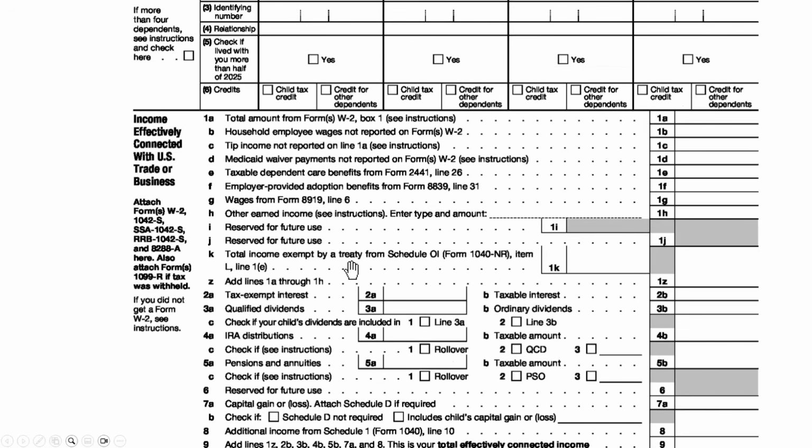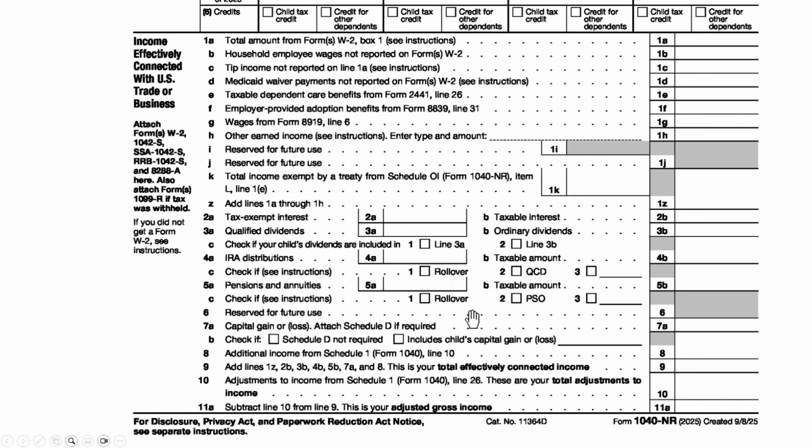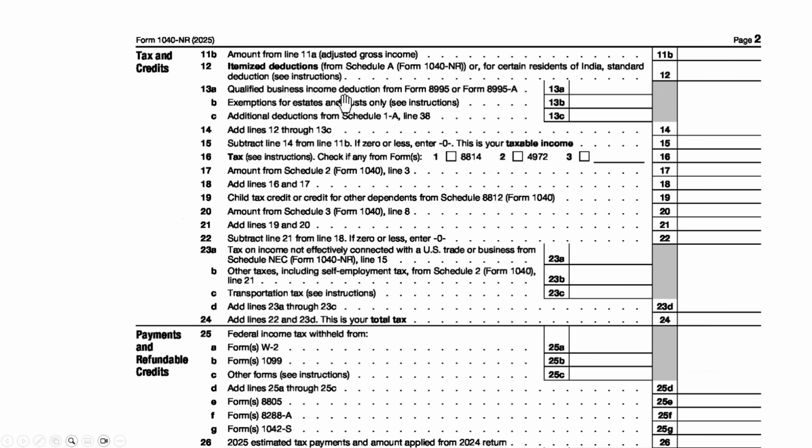You're going to put your income and you're going to come down to your adjusted gross income, just like with the 1040. And then you're going to have your itemized deductions. Most non-residents cannot take a standard deduction.